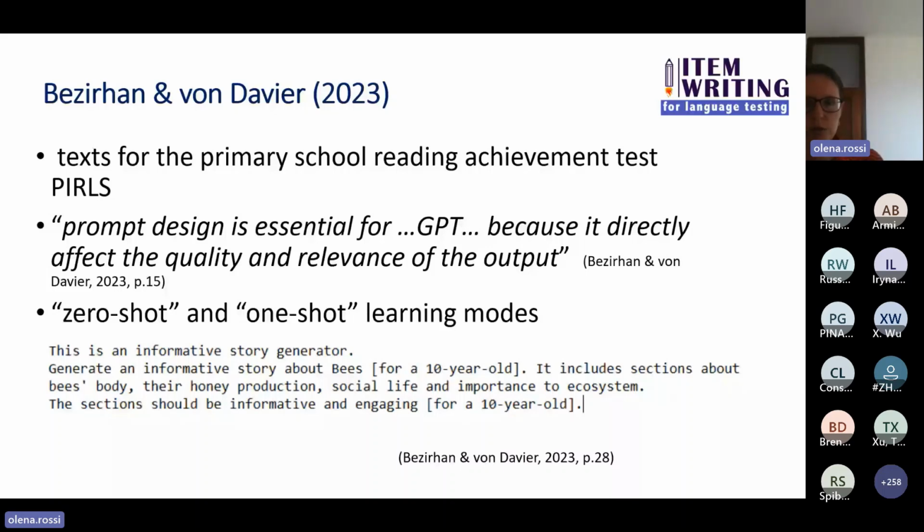And here is an example of the zero-shot instructions they used. We can see that they say: generate an informative story about bees for a 10-year-old. It includes sections about bees' body, their honey production, social life, and importance to ecosystem. The sections should be informative and engaging for a 10-year-old. We can see that they repeatedly tell GPT who the text is for, 10-year-olds. They also specify the type of text, informative, and they specify the desired content, what the text should be about.